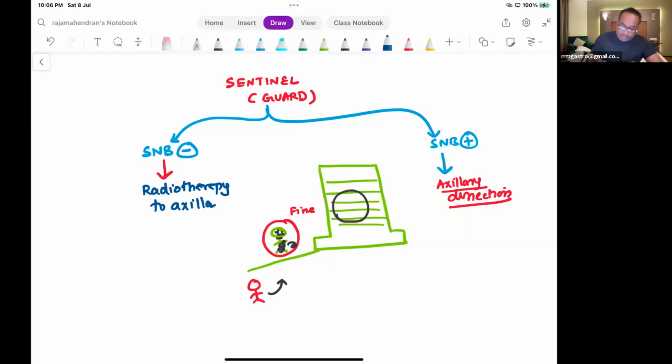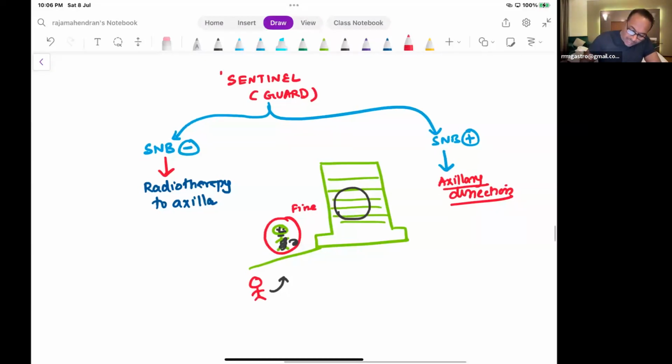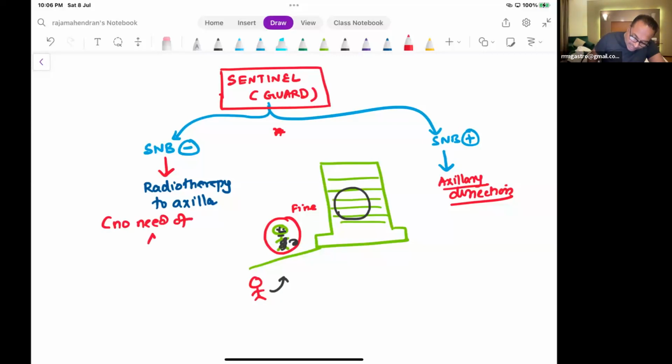This is a very important point. The concept of sentinel node biopsy is that if the first node is not involved in a cancer, the subsequent nodes will not be involved. So the important point is that there is no need for unnecessary axillary dissection. Axillary dissection is a very morbid procedure, so it should not be done unnecessarily. So sentinel node biopsy positive means you have to go for axillary dissection. Negative means don't do axillary dissection; only give radiotherapy to the axilla.